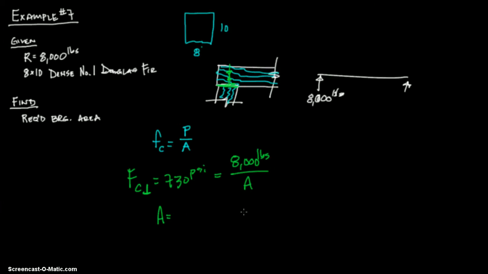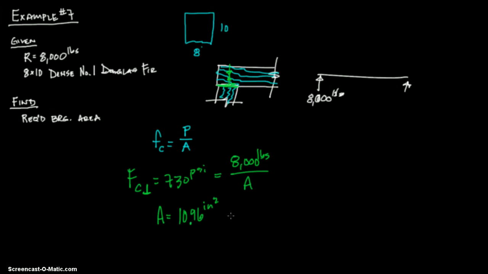I gotta reach my calculator. All right, 8,000 divided by 730. That's 10.96. Let's check that out. Yeah, that's what they got as well. 10.9 inches squared. That's just 8,000 divided by 730. A goes to that side. 730 goes underneath. Hopefully that makes sense to you.